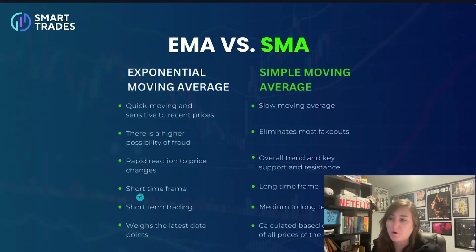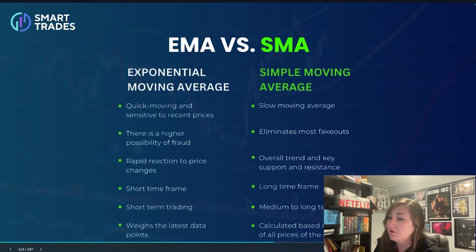So with EMAs, we're going to be playing on those shorter time frames: 1 minute, 5 minute, 15 minutes, stuff like that. While with the SMAs, we're looking at those higher time frames, maybe the 4-hour, daily, weekly, monthly. So short-term trading versus medium to long-term trades.